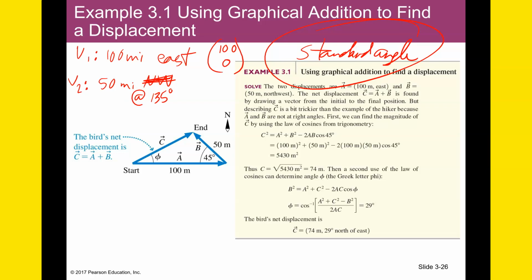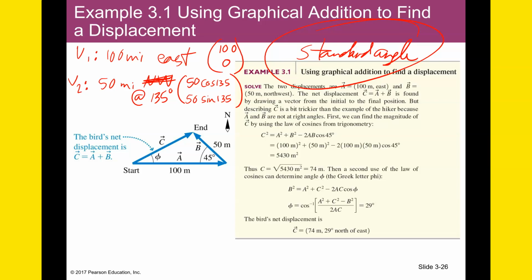And then the way that I can get it into components is simply by saying it's 50 cosine of 135 for my horizontal component and 50 sine of 135 for my vertical component. And it works every time. If you use the standard angle, it works every time. What's great about a standard angle is it gets you the correct sign for the components every time without having to think much about it.